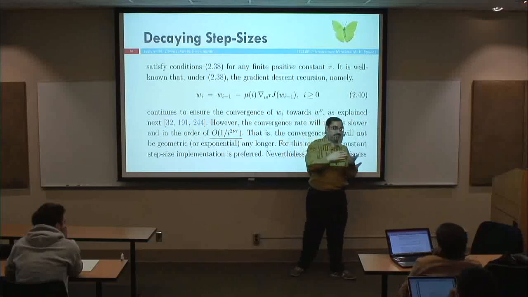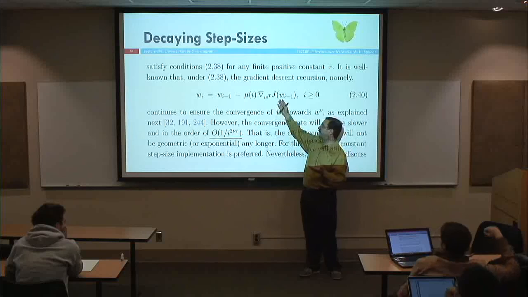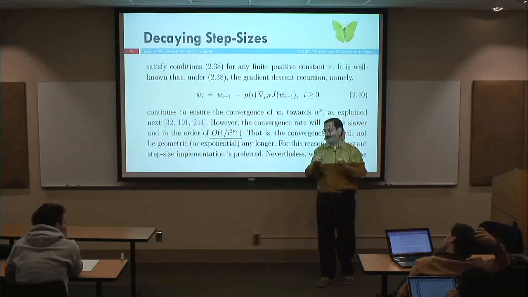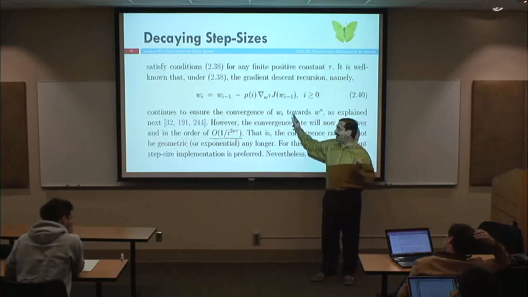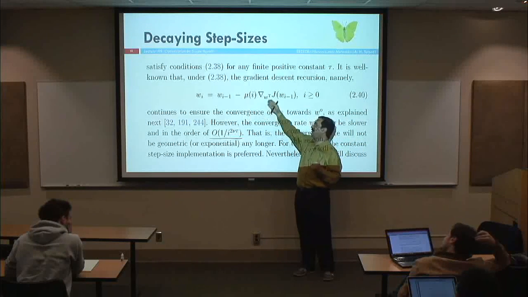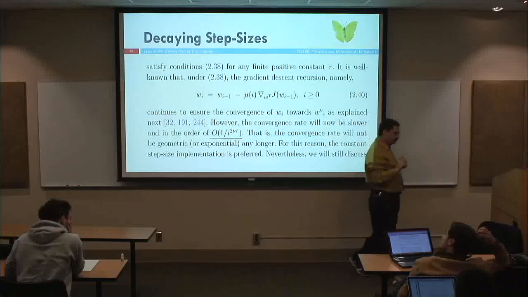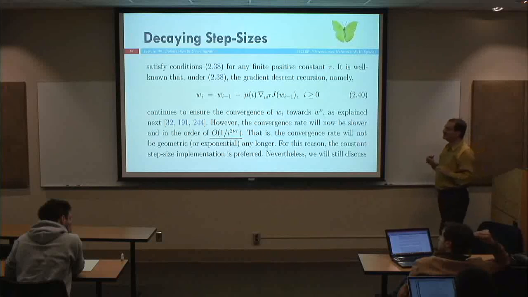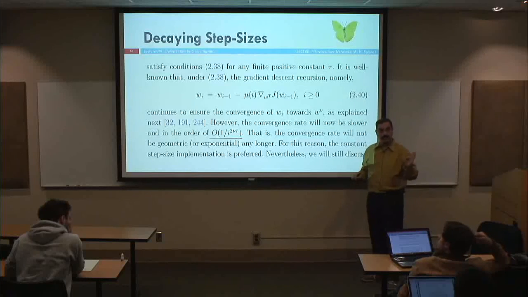And if you are trying to estimate, for example, the minimum of a function that is changing with time, you're trying to track something, then that's a problem. Your algorithm will not be able to track, because by the time it needs to continue adapting, it has stopped adapting. So from the point of view of adaptation and learning, a decaying step size is problematic. That's why most of the time in this course, we will focus on constant step sizes.